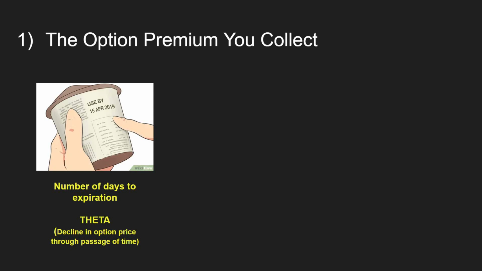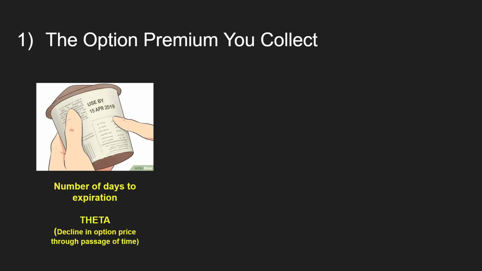And there is a Greek. Greeks are tools that option traders use to help determine option prices and what impacts option prices. When we talk about time, we talk about the Greek called theta. Theta is basically the decline in the option price through the passage of time. So as you would imagine, the longer the expiration, the higher the theta, therefore the higher the premium. So that's basically how it works.